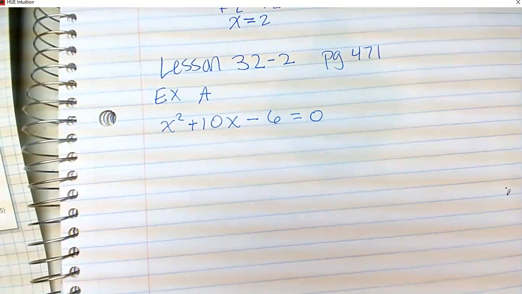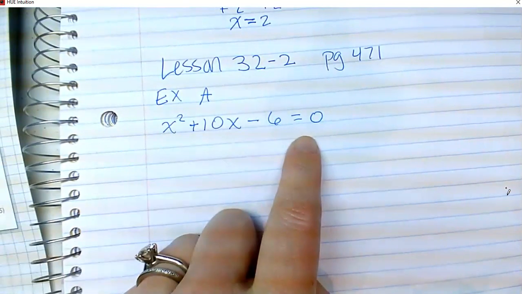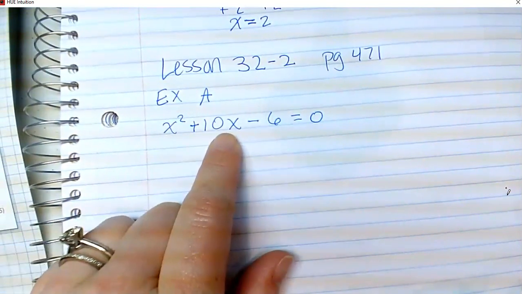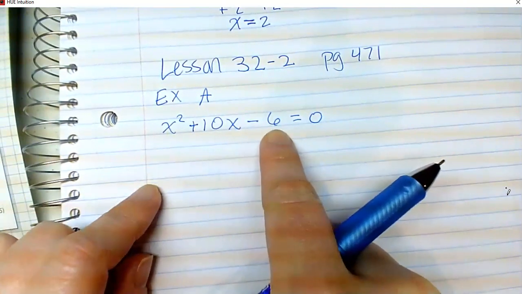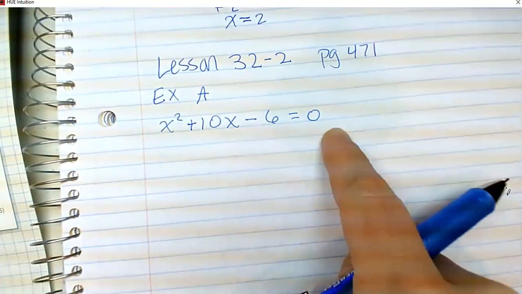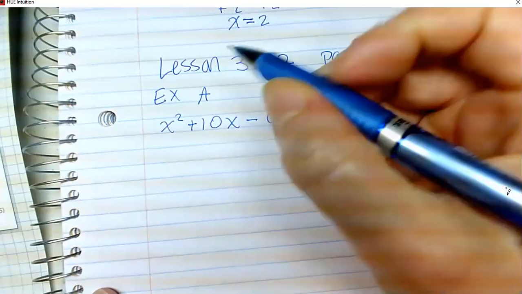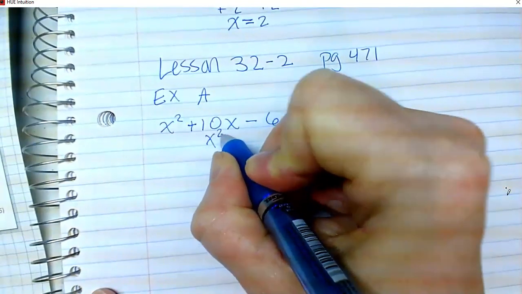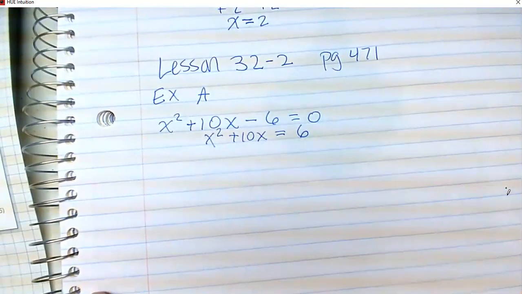So step number 1, and you can follow along on your page, is to isolate the variable terms. This quadratic is in standard form. The first two terms have variables in them, right? They both have x's. Well, our last term, C, does not. So we're going to take C and move it to the other side of the equal sign, okay? So that's going to give us x squared plus 10x is equal to 6, right?